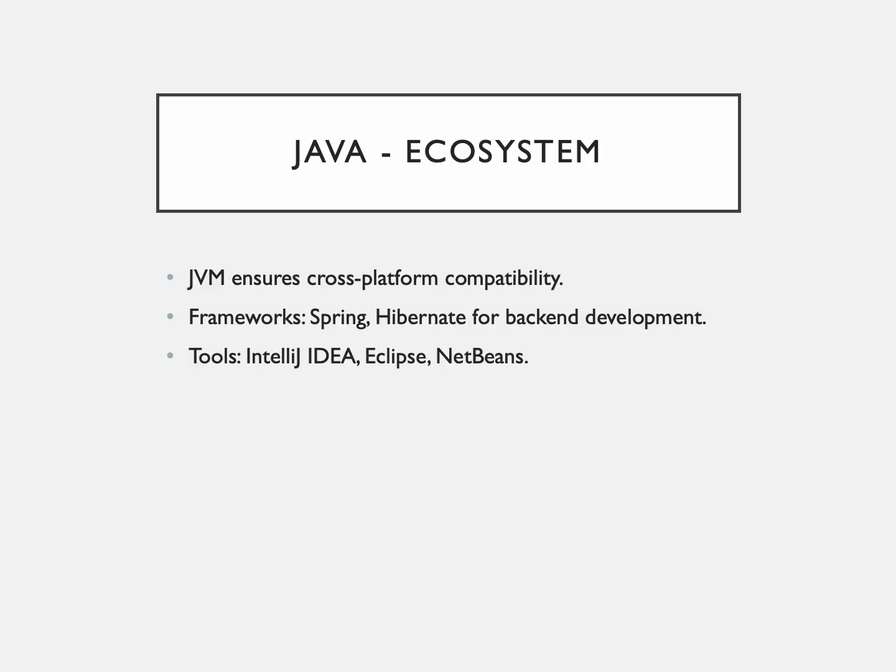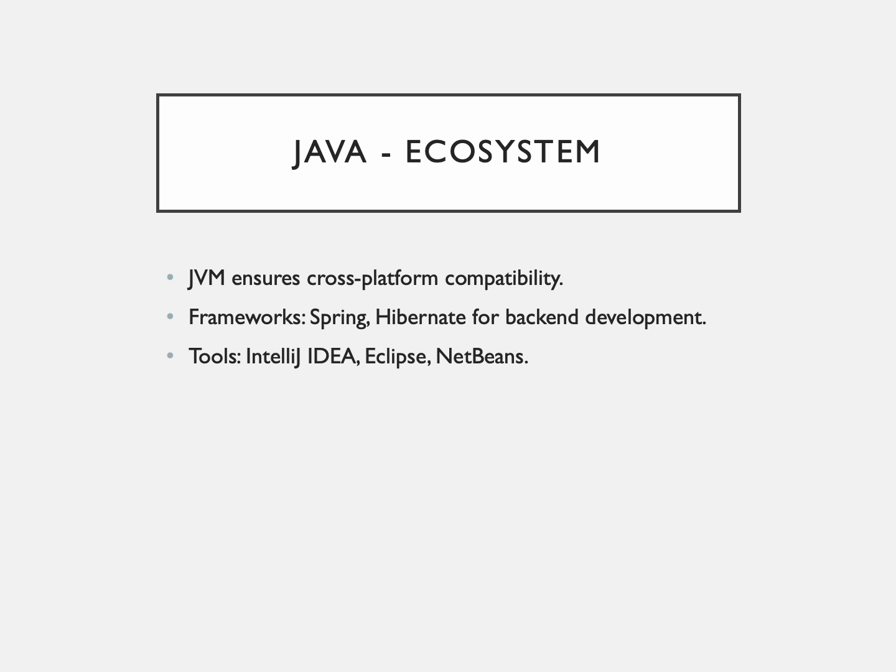So here is the Java ecosystem. It is one of the most extensive and well supported in the programming world, offering tools, frameworks, and platforms that make it versatile and powerful for developers. Now, let's break it down into some essential components. First is the Java Virtual Machine.